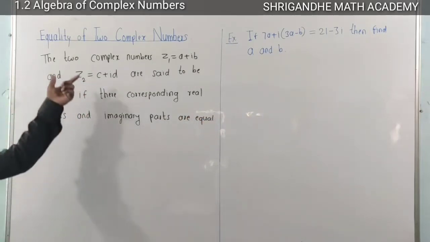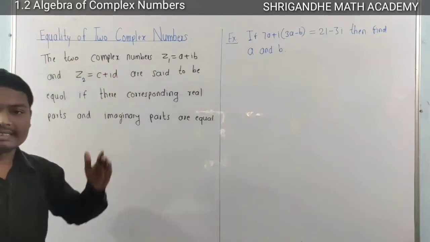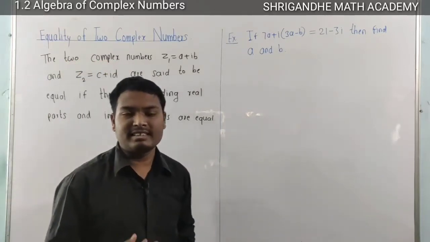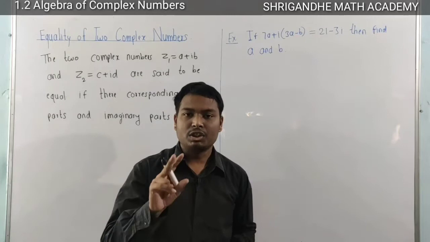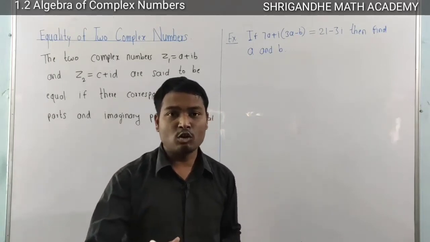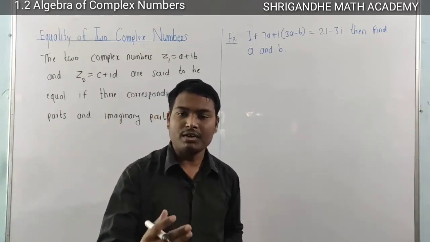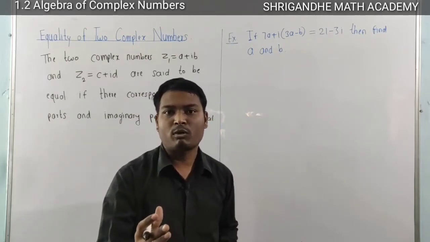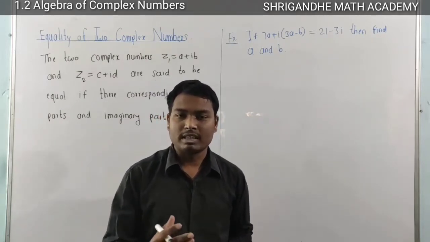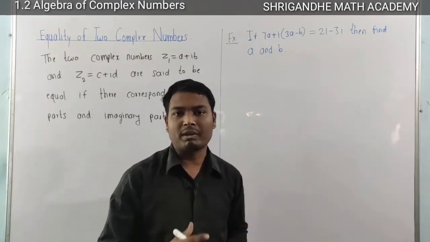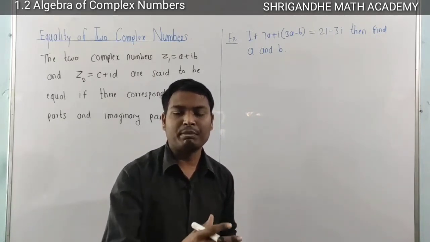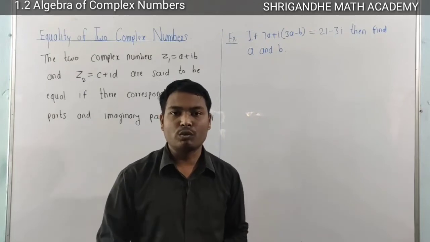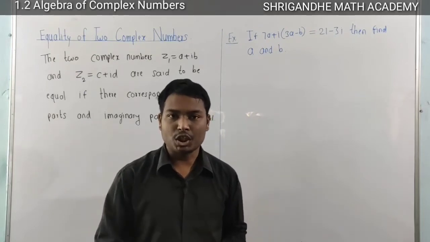Friends, what does this mean? The two complex numbers Z1 equal to a plus ib and Z2 equal to c plus id are said to be equal if both their corresponding parts, the real part and the imaginary part, are equal. Then we say that the given two complex numbers Z1 equal to a plus ib and Z2 equal to c plus id are equal.